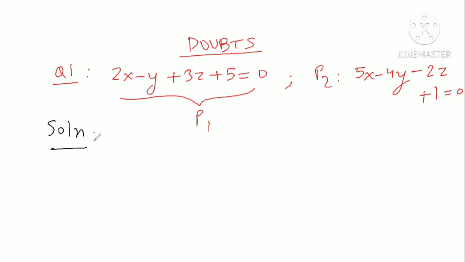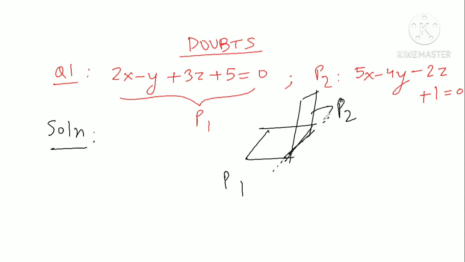Suppose we have two planes. This plane is say P1, and we have another plane, say P2. The line where these two planes are intersecting, suppose this line is L. Now basically the plane P1 is getting rotated about 90 degrees about this line. So the new plane after rotation also will pass through this line.